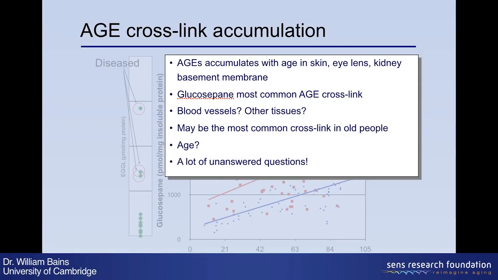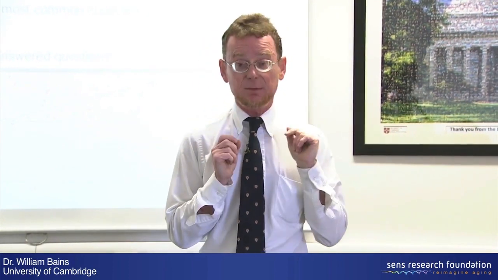So, bottom line, advanced glycation end products accumulate with age, certainly in the skin, eye lens, kidney basement membrane. Glucosepane is the most common crosslink in those tissues. We don't know how much of the crosslinks accumulate in other tissues, particularly in blood vessels, that's important, I'll come back to. It may be the most common crosslink in tissues of old people, but we don't know what the age relationship is for the other types of crosslink very reliably. So there's lots of unanswered questions around this.